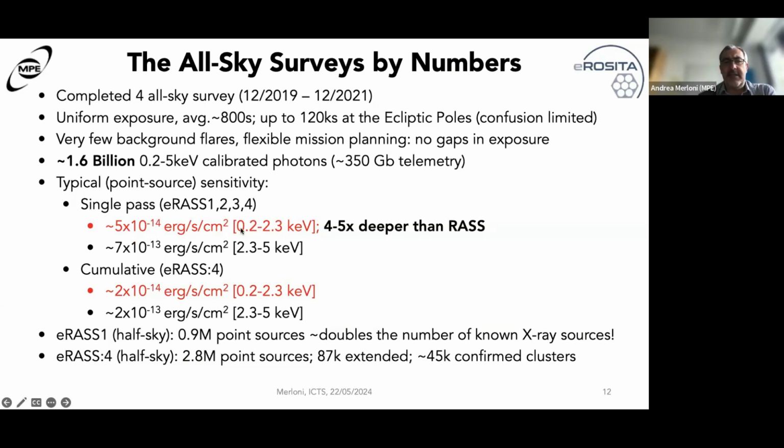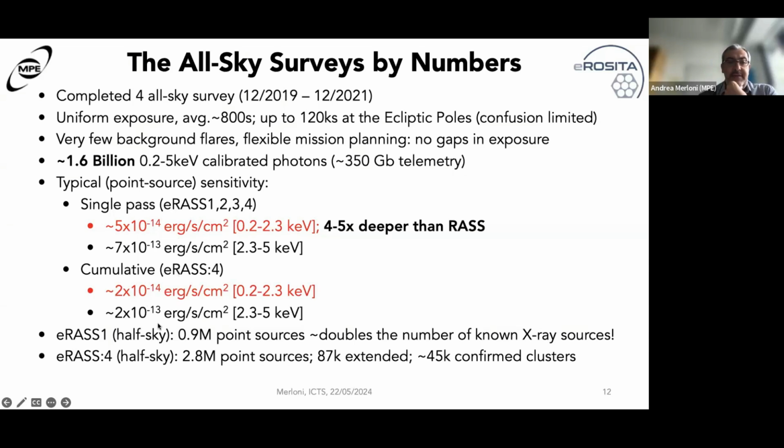For the X-ray aficionados, these are some numbers. The single pass sensitivity in the soft energy band between 0.2 and 2.3 keV is about 5 times deeper than the ROSAT all-sky survey, reaching of the order of 5 times 10 to the minus 14 erg per second per square centimeter. In the hard energy range above 2.3 keV, due to the drop in effective area, we have a much shallower limit, about an order of magnitude shallower. And if you stack 4 surveys together, that allows you to reach down in flux to about 2 times 10 to the minus 14.